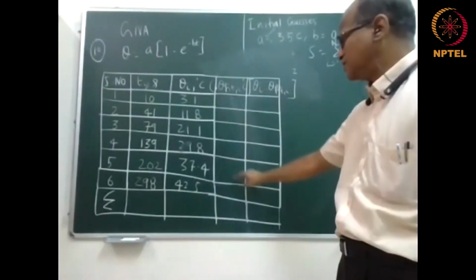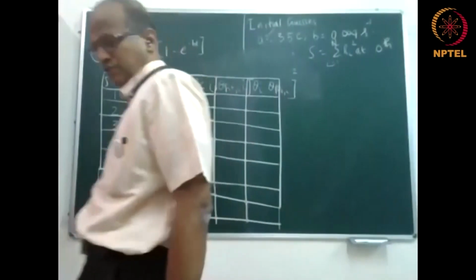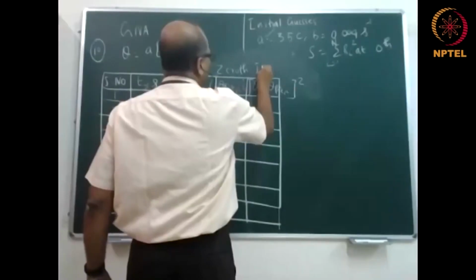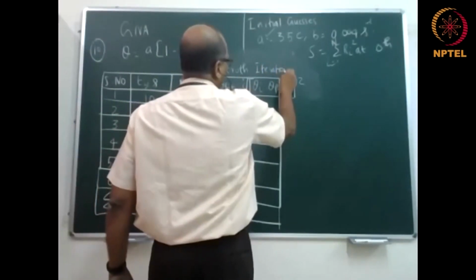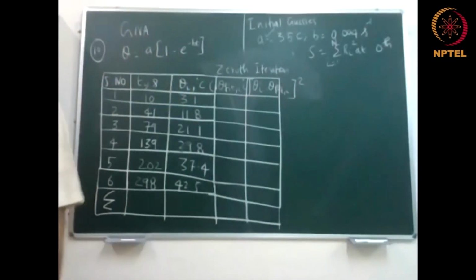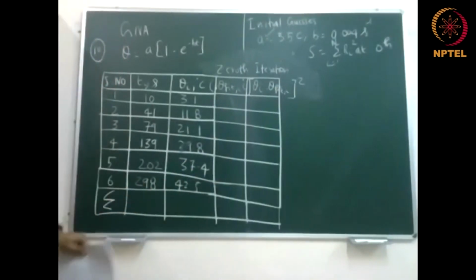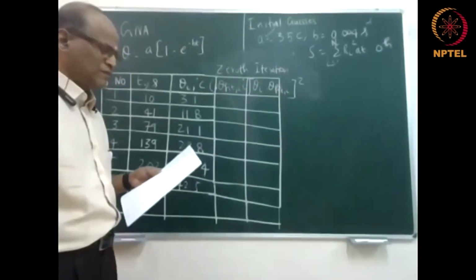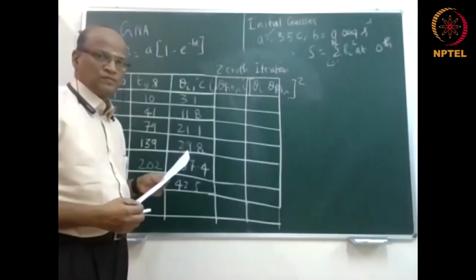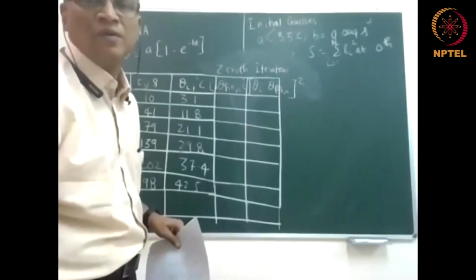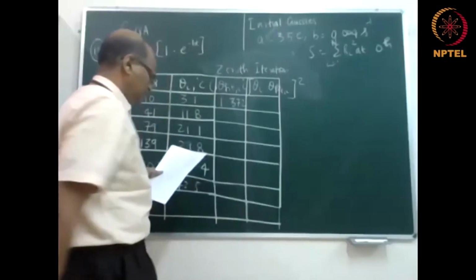So latecomers, we're trying to fill up this table. So this is the zeroth iterate. What is the first entry? Can somebody say? Let's calculate the six now. What is this? 1.37. 1.37, very good.